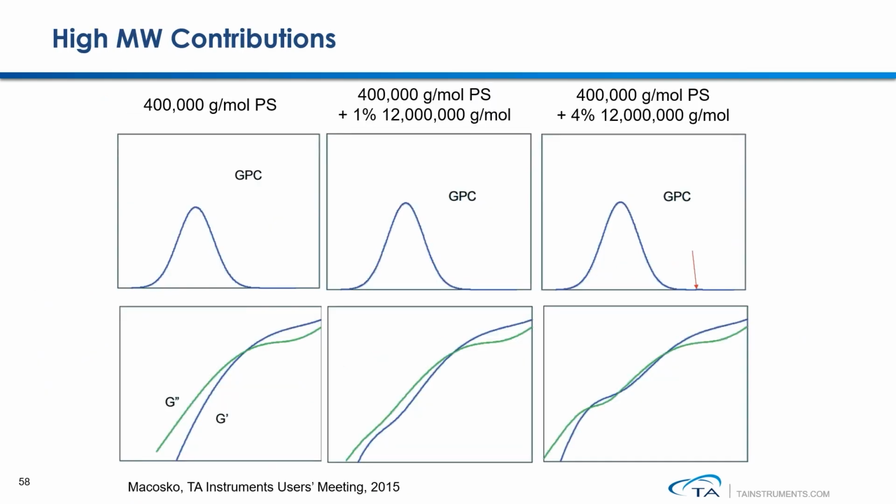Frequency sweep experiment is very sensitive to polymer chain relaxation and polymer chain entanglement. Here is an example to demonstrate how sensitive this experiment is. Here we have a regular polystyrene polymer which has a molecular weight of roughly 400,000. When conducting a GPC measurement, this polymer shows a unimodal distribution shape.